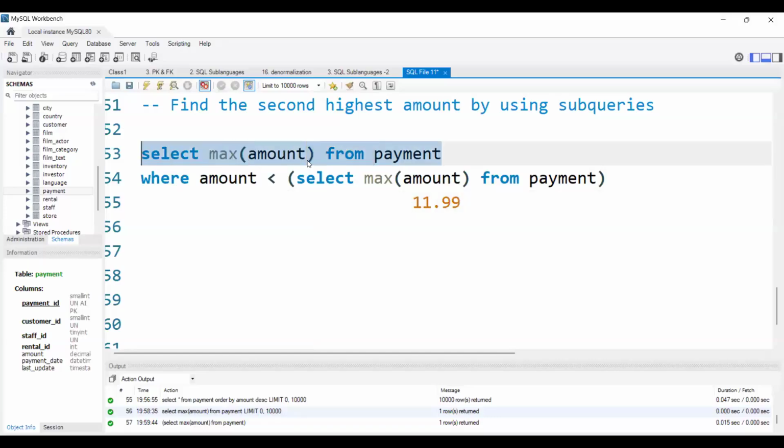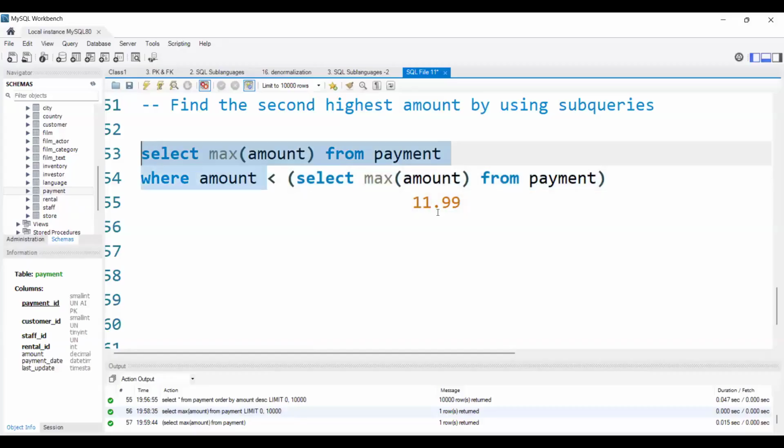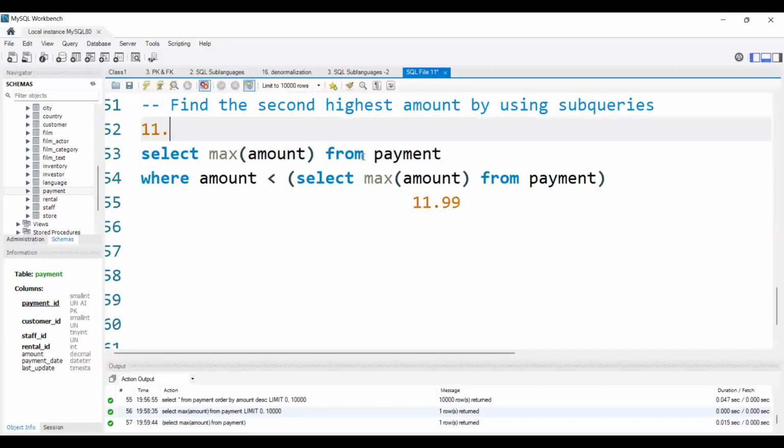Here also, first it will execute this one, and it will compare this with 11.99. So whenever it is executing the first row, here I will get 11.99, right? It will compare 11.99 less than 11.99. Is that true? It is basically equal to. Correct? As this is not less than, it will leave this data and check for another row. What will be the next max amount?